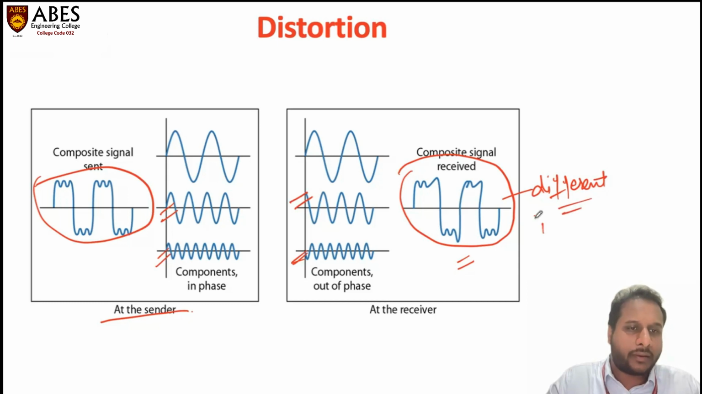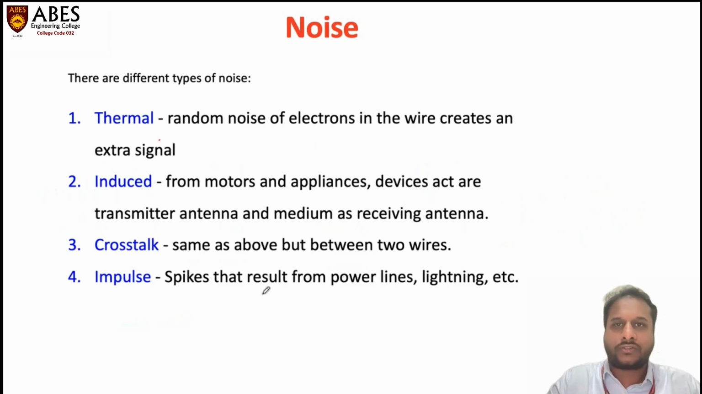So that is called impairment due to distortion. So let's talk about noise then. Noise is a thing which we cannot avoid, or we cannot avoid 100%.